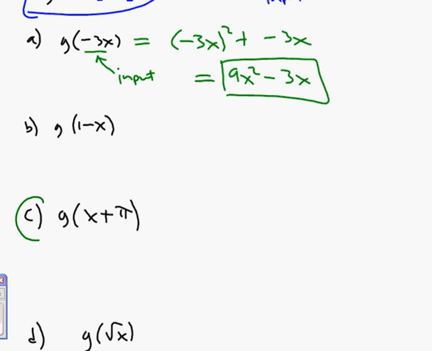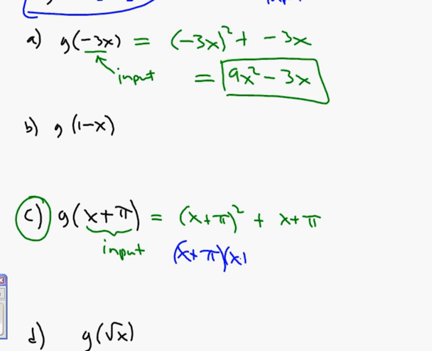Let's look at part C for a minute. So now this whole thing is the input. So remember, g of x takes an input, it squares it, and adds it to itself. So it's going to be x plus pi squared plus x plus pi. That's it. Now this I would make some attempt to simplify and collect like terms. We know to square something means to multiply it by itself. So you get this plus x plus pi.